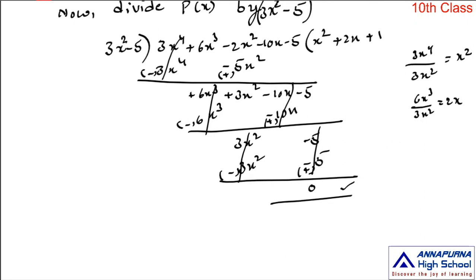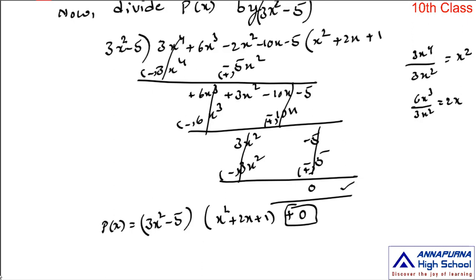So what is the division algorithm? Dividend is equal to, here what is the dividend? The given polynomial is the dividend, so the given polynomial we take as p(x). So p(x) is equal to divisor into quotient plus remainder. Here the divisor is 3x² minus 5, the quotient is x² plus 2x plus 1, plus remainder 0. Since the remainder is 0, we ignore it. So p(x) is equal to (3x² minus 5) into (x² plus 2x plus 1). That means the fourth degree polynomial is divided into the product of two second degree polynomials.